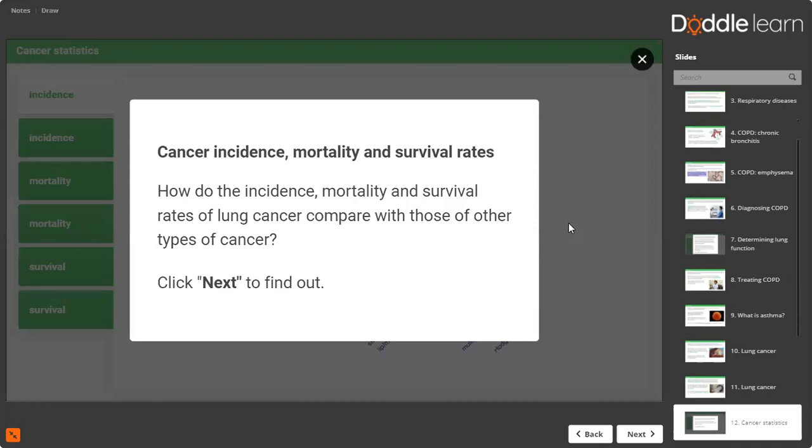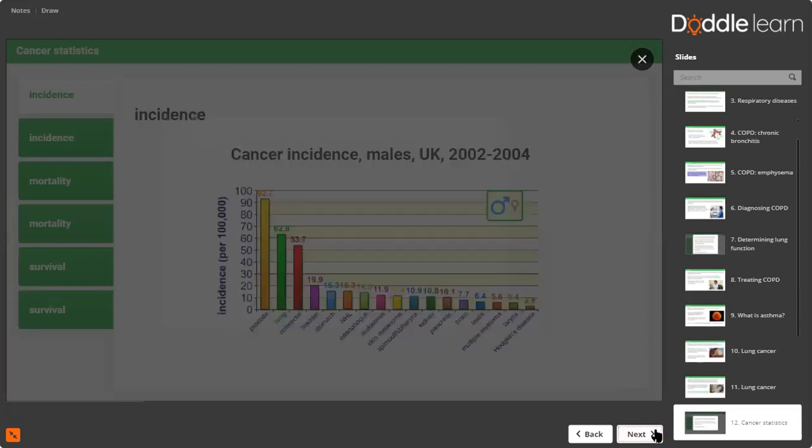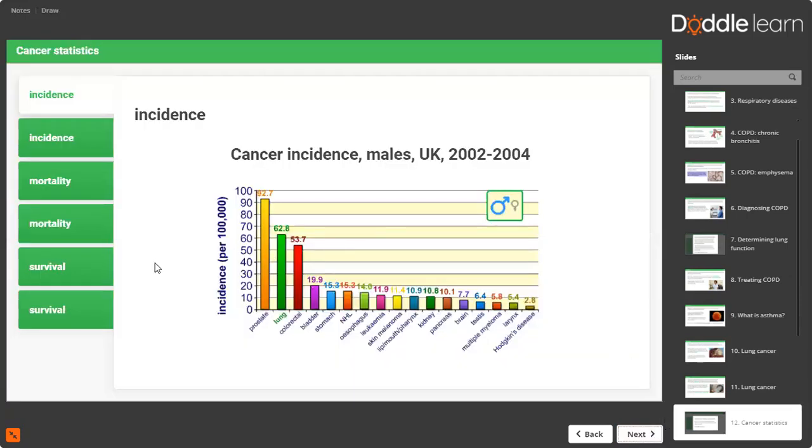So we're just going to have a look at some lung cancer statistics. We'll look at incidence, mortality, and survival rates. So cancer incidence in males in the UK. The highest for males is prostate cancer. So this is incidence, not mortality. The highest incidence rate is prostate cancer. Most men at some point in their life, if they get to a certain age, like we're talking about 70s, 80s, will have developed some form of prostate cancer.